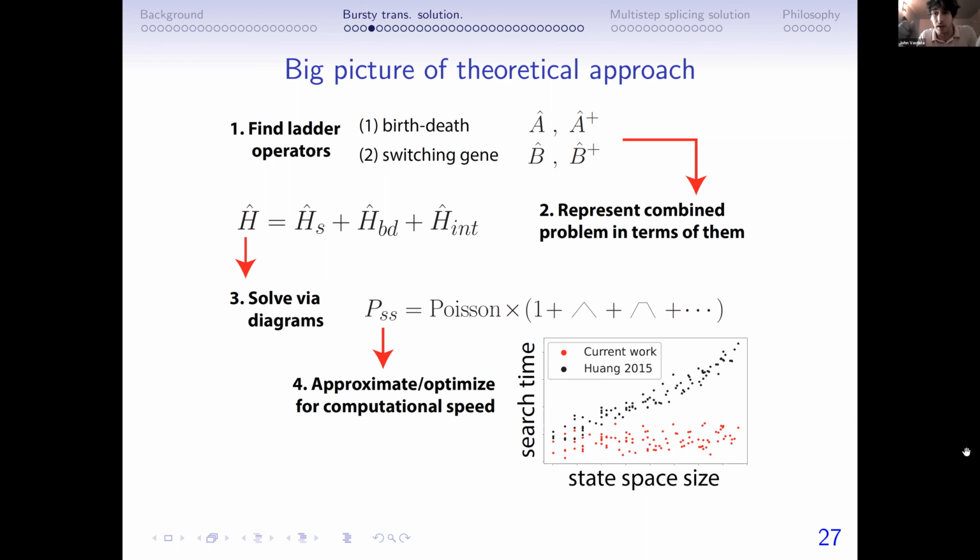Then I take the combined problem and I represent that combined problem in terms of these convenient operators. And if you do that, it turns out to be something that you can solve by essentially drawing a bunch of pictures. And then you get a solution, which is nice. You can approximate it in various ways and optimize it so it runs really, really fast. That's what we're trying to do.